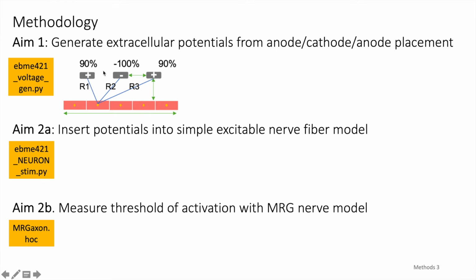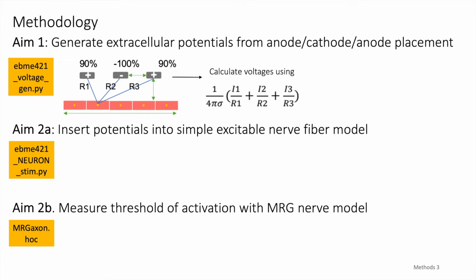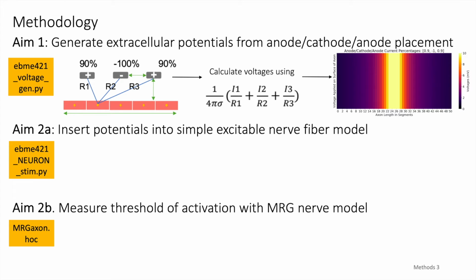We assumed that this was an infinite volume conductor, and if we assumed linearity, homogeneity, we could superimpose each of the potentials that were generated by these electrodes together, and we used this formula. We had the output of an array that contained these potentials, and we also saved the potentials to text files that we could import into Neuron later. We visualized these potentials by using a heat map, and the heat map shows a brighter color when there is more or higher potential present.